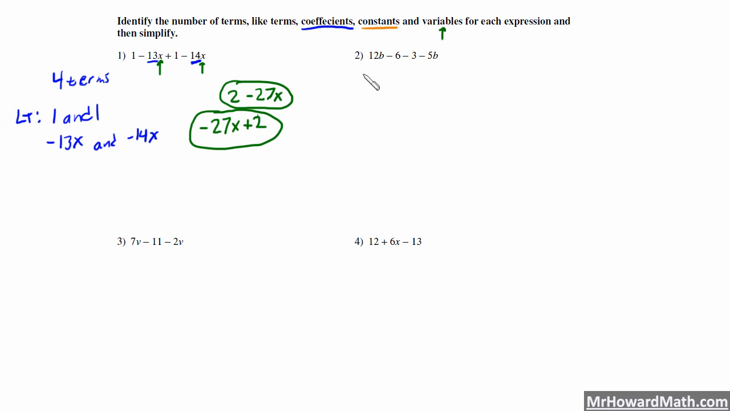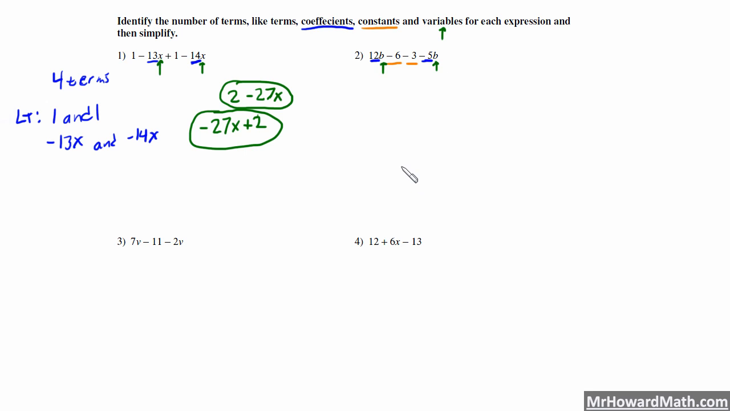Next, coefficients. We will underline those in blue. So let's get blue selected here, and there's a coefficient. 12 is the coefficient in front of this term, and negative 5 is the coefficient in front of this term. Okay, constants, we underline those in orange. That'd be a negative 6 and a negative 3 right there. Okay, in our variables, we draw a green arrow to those. So b is our only variable, and there's a variable, and there's a variable.